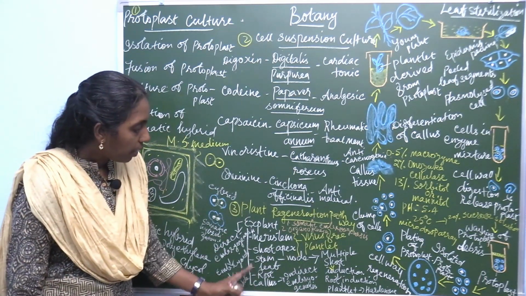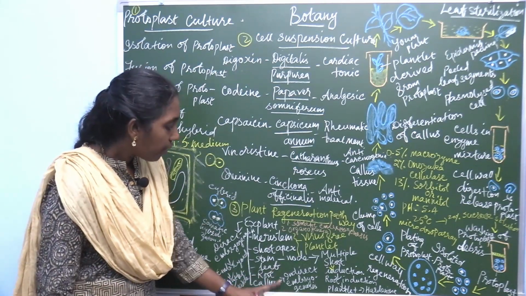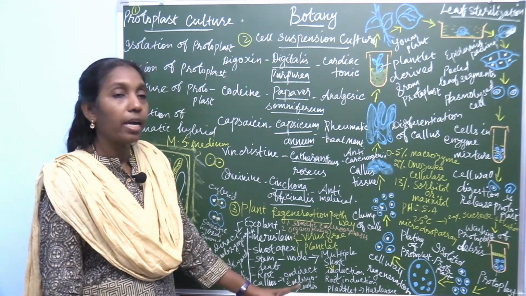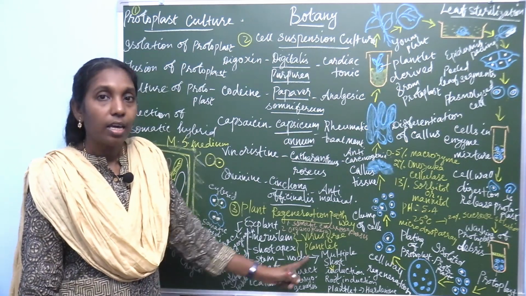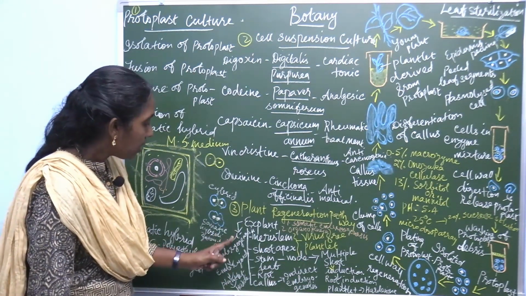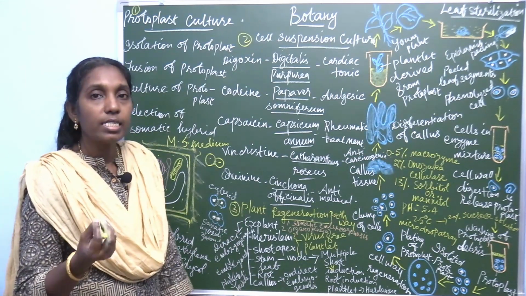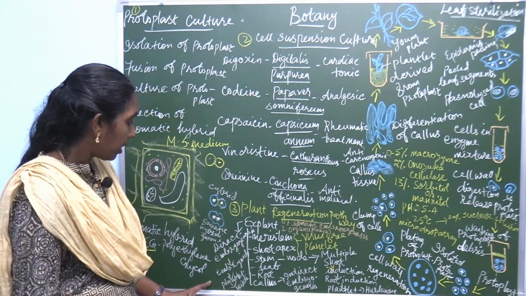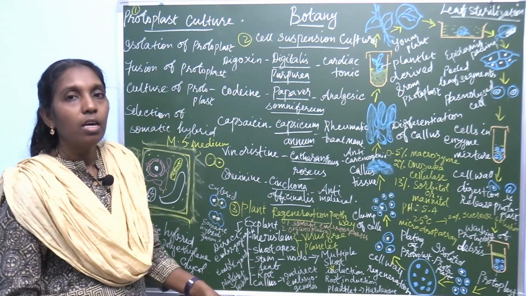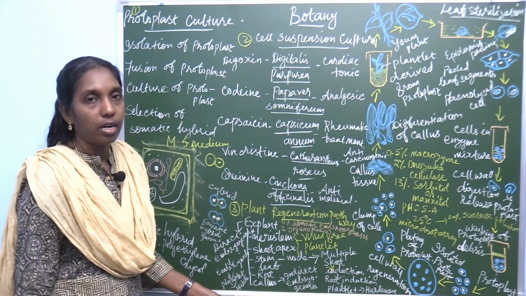Or this explant, if it produces a callus, from the callus there is indirect embryogenesis, or from this explant, direct embryogenesis, that forms an embryoid, a somatic embryoid, and the plantlet develops, and then the next step is hardening.